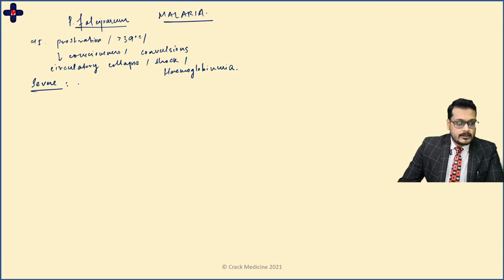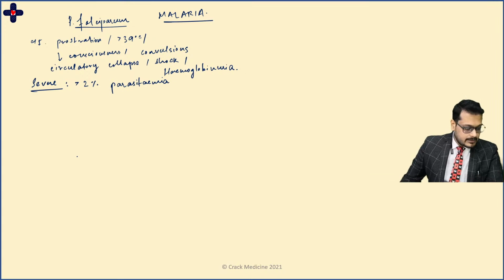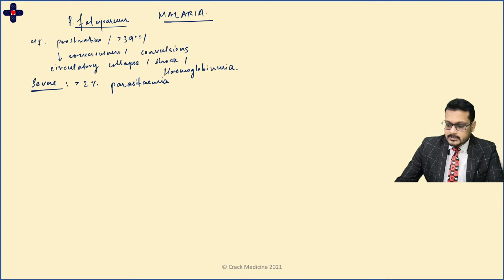In severe malaria, you have more than 2% parasitemia. So when you see severe malaria, please go with IV options, usually IV artesunate. And in case of the patient returning from an endemic area like Africa or East Asia, chloroquine resistance is very much common. So try and avoid chloroquine or quinine in cases where you think resistance will be common.